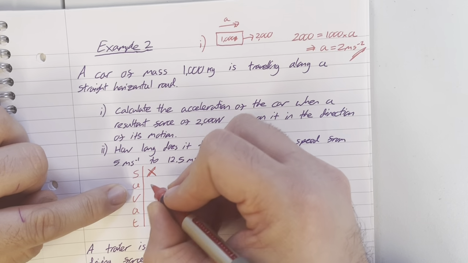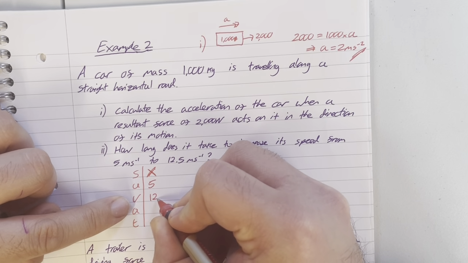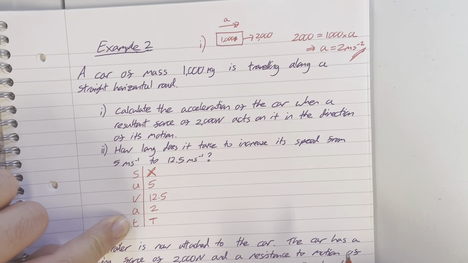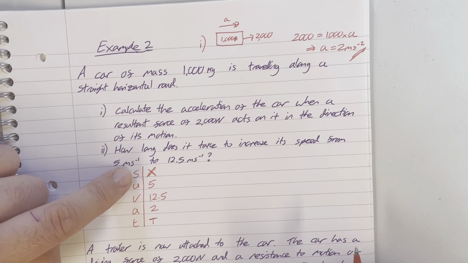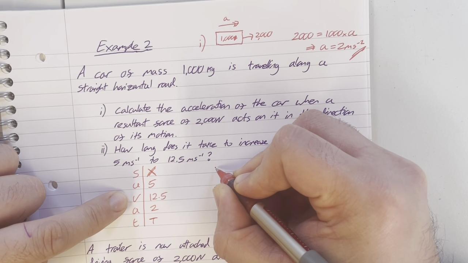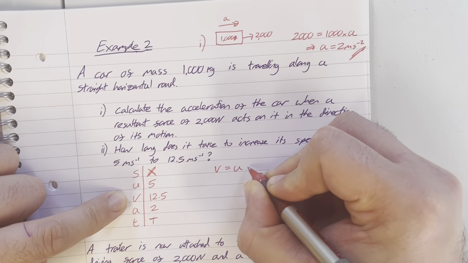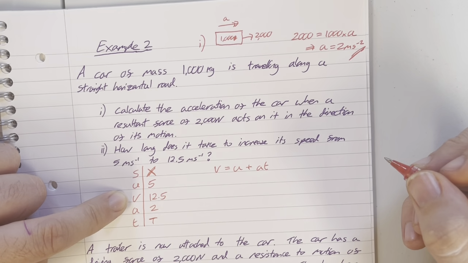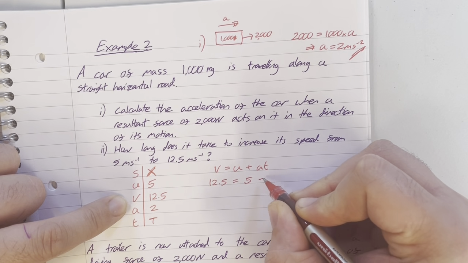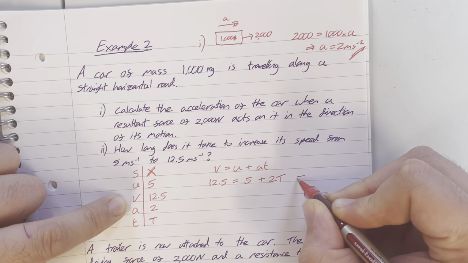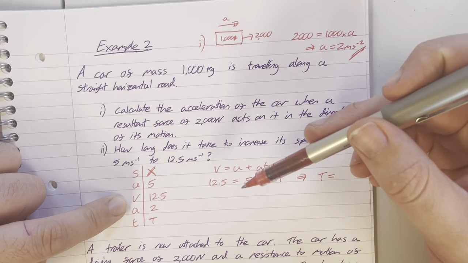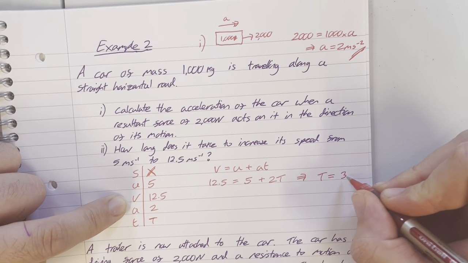U, well, it's starting at 5 meters per second. It finishes at 12.5 meters per second. I know the acceleration is 2. And t is what I'm trying to find. So I want a SUVAT equation that doesn't contain an s. You can check the formula book. That is v equals u plus at. And just plug in the values. So 12.5 is going to equal 5 plus 2t. And that gives that t is 7.5 over 2, which is 3.75.